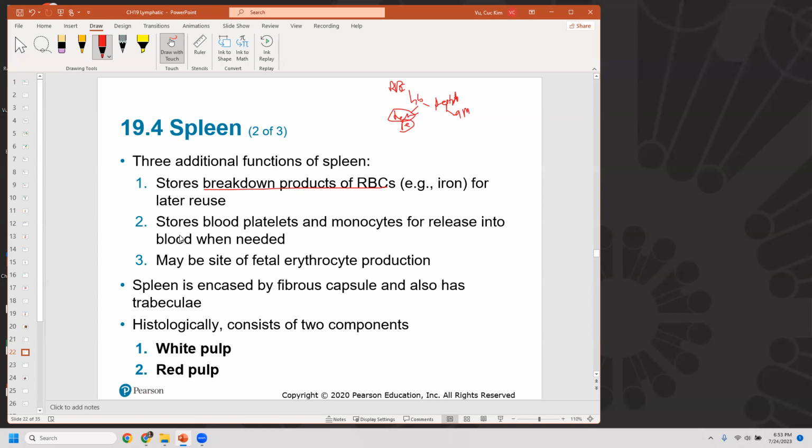The second function of the spleen is that it's going to store the blood platelets and monocytes for when the body needs them, particularly the blood. And it can also be a site for fetal erythrocyte production. And that's less common than the first two. So you can find that the spleen has a fibrous capsule that surrounds it, just like the kidney does. And it's composed of two main types of tissue. It's got the white pulp and the red pulp.